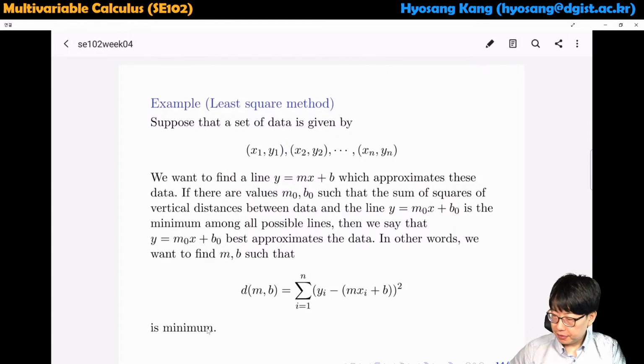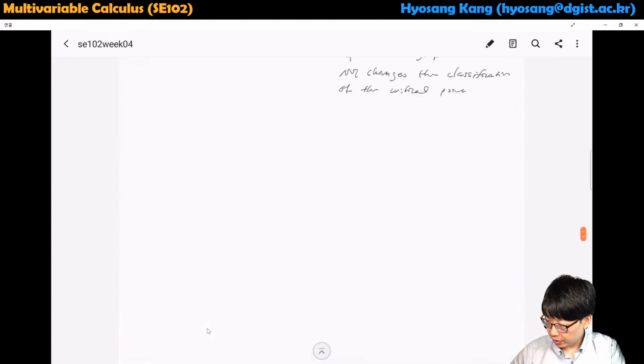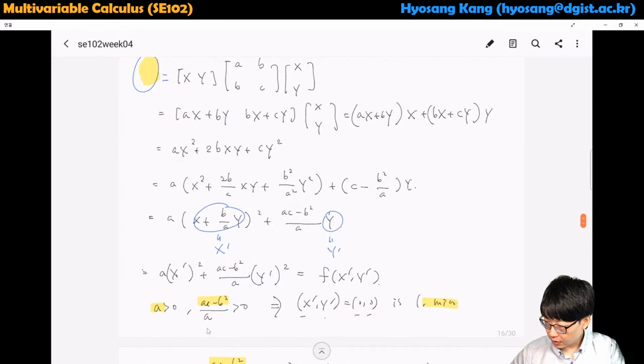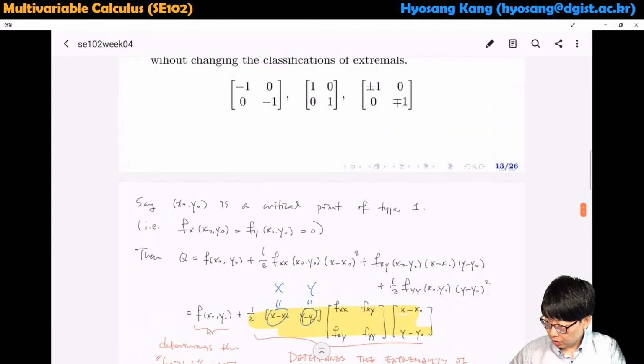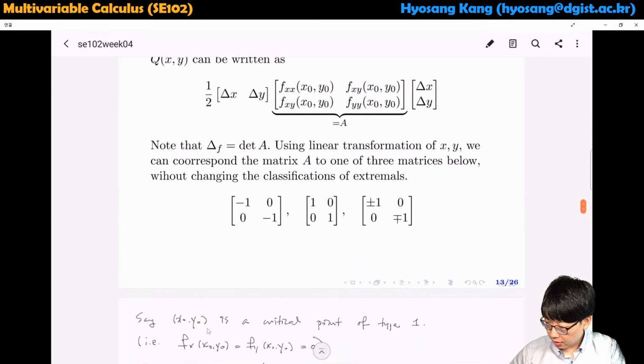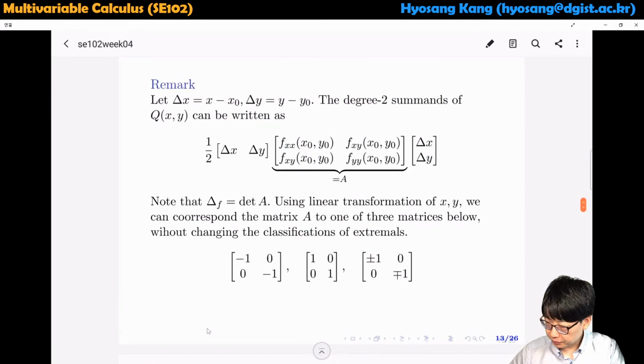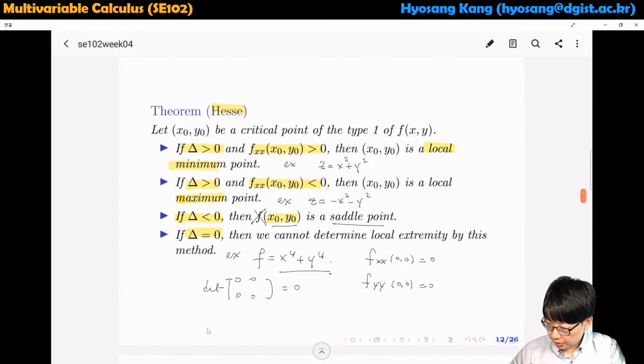Okay, so let's start. Last time we talked about how to determine local extremality using the Hessian. Let me review briefly the essence of this method. So this is our theorem.